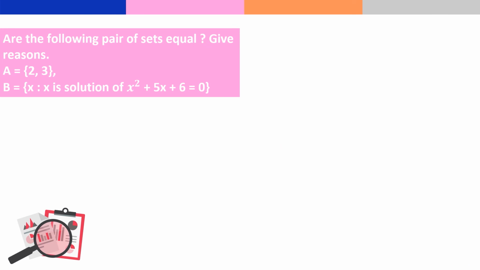Your next question, are the following pairs of sets equal? Give reason. You have to tell whether these pairs are equal or not as in the previous sums. Your set A is {2, 3}, set B is {x : x is a solution of x square plus 5x plus 6}. So first you have to identify the elements in set B. It's a solution of this quadratic equation. We know how to find the solution of a quadratic equation by the factorization method, by splitting the middle term method, by the formula method. Any method you can use. Find the roots. The roots only are the solution.